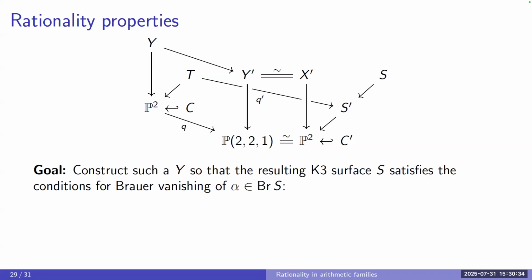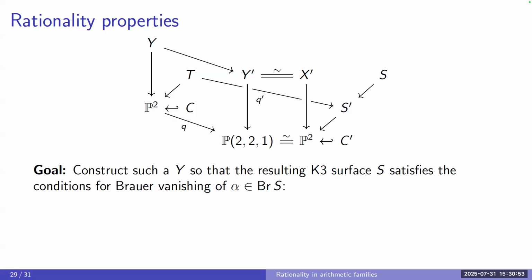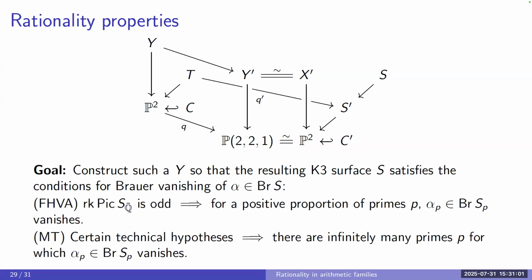Okay, so I guess maybe I should say it's not so hard to prescribe that one of the reductions look a certain way and construct a reference variety where you can use the same techniques from the example of Hassett, Pirutka, and Schinkel to show that there's non-trivial unramified cohomology. So really the real work is in constructing this Y so that this K3 surface S satisfies the conditions for Brauer vanishing. And so I'll just remind you what those are.